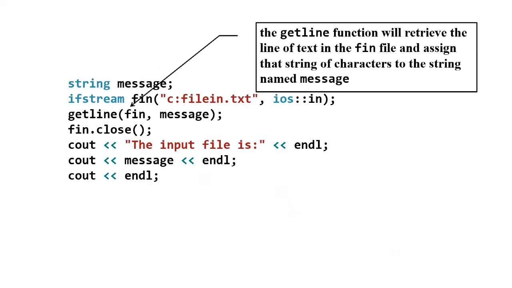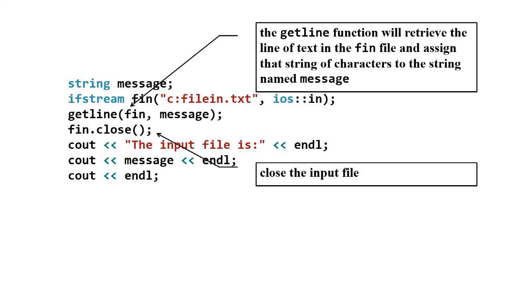The third line is the getline function. This is one of the functions available with the fstream library, and we're going to get an entire line of text, so it will read in text from the beginning of the file till it reaches an end of line character, a paragraph character. And so it's going to read from the FIN, or the file in stream, which was defined in the line above, and it's going to take in that line of text and assign that text to the variable name message.